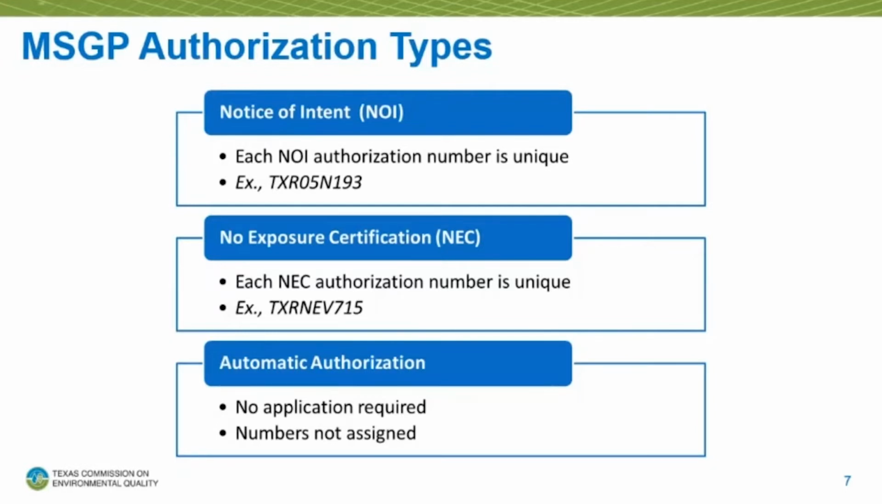And for the NOIs, those always start with TXR05, and then you get a 4 numeric alpha code that's specific to you on the end of that. And so that means you're fully having to comply with all the requirements in the permit, including monitoring, which is the subject of today. The next kind is a no exposure certification, or an NEC.